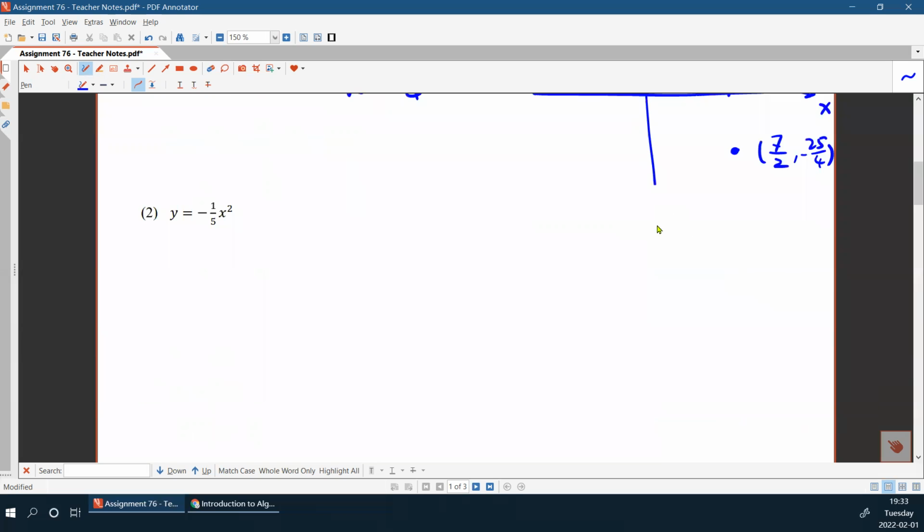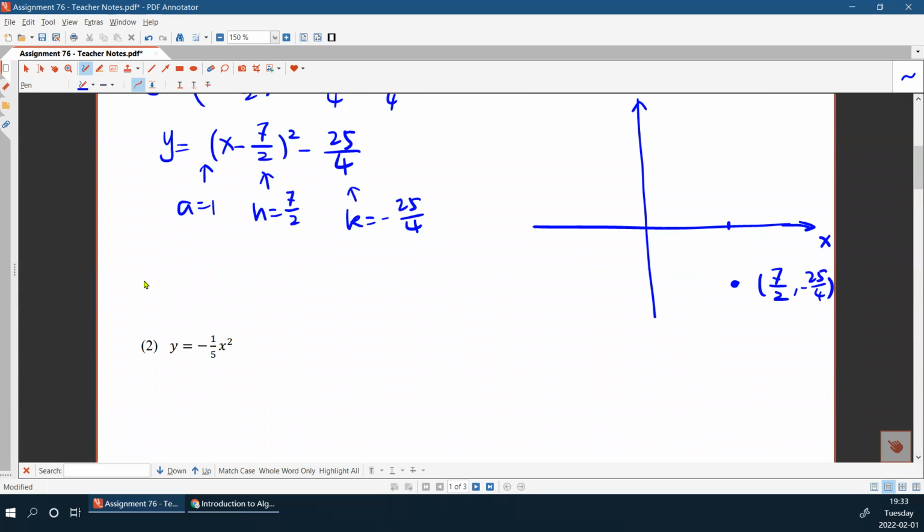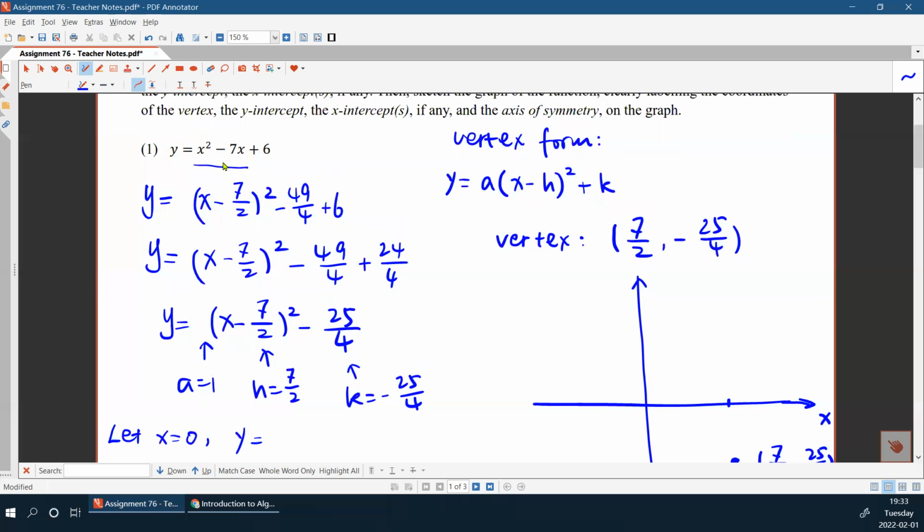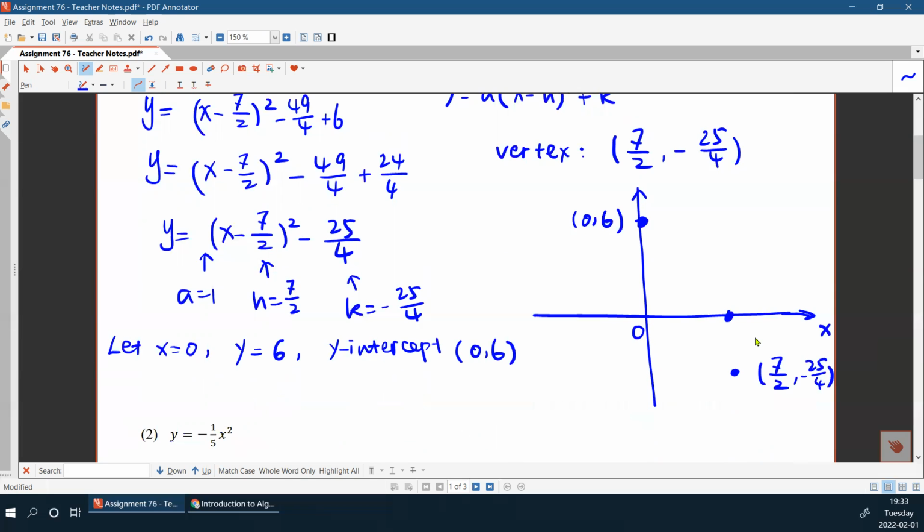Okay, next step is to find its y-intercept. That means we need to let x be 0, right? If x is 0, we can insert x being 0 into the original expression, then y is apparently 6, right? Therefore, the y-intercept is 0, 6. So 0, 6 is around here. Okay, so far we have 2 points on the graph of the function.